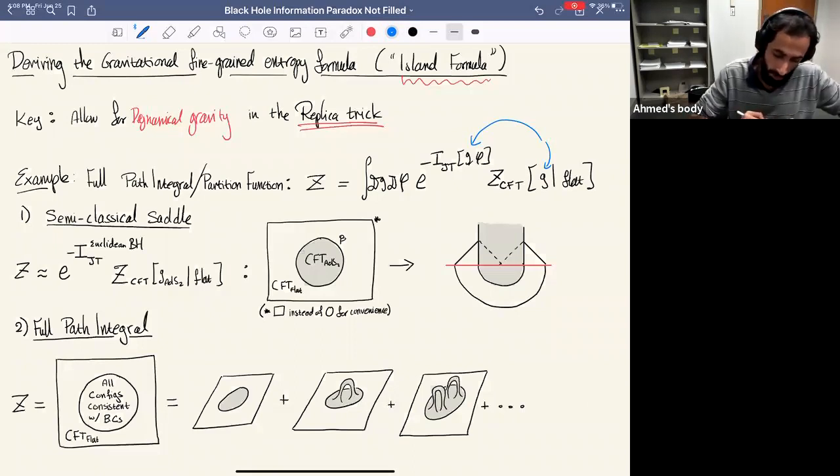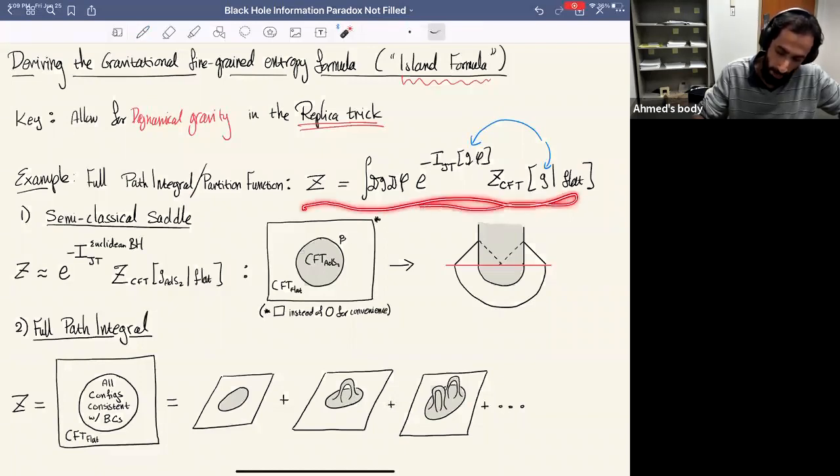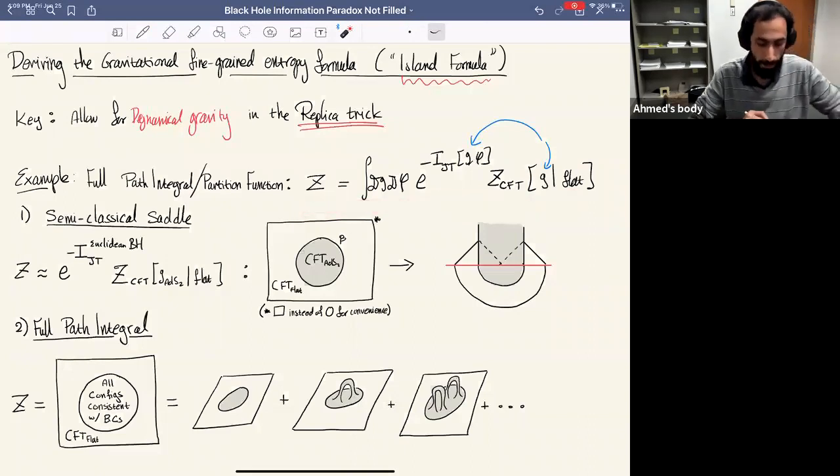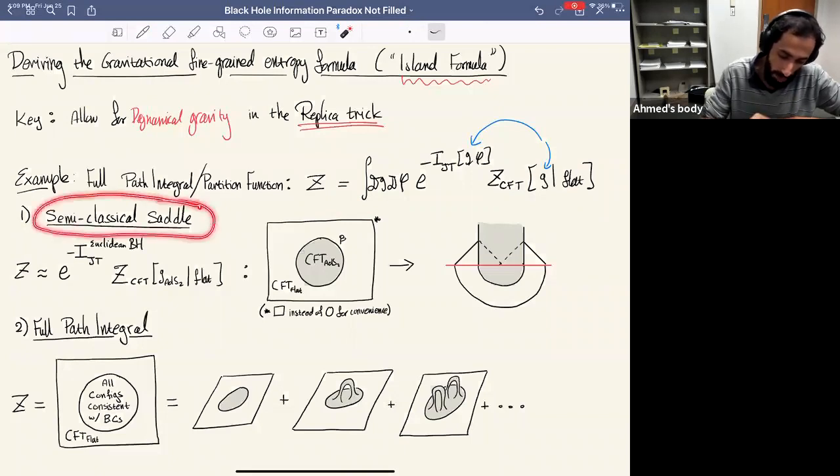Well, the thing I should have emphasized is that I'm going to study how this path integral is computed. The thing that we studied last time was the semi-classical saddle of this path integral. By that I mean where you restrict to the Euclidean black hole.